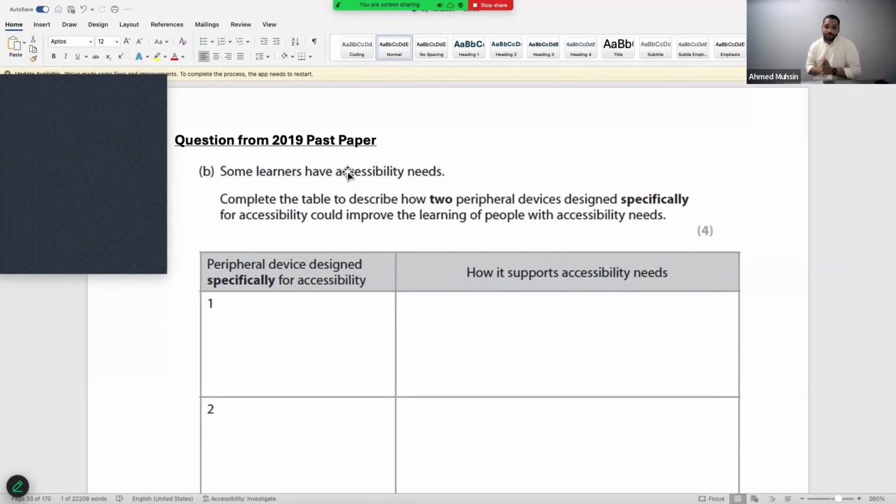Okay, keep reading it. Complete the table to describe how two peripheral devices designed specifically for people with accessibility needs. Can you guys think? I haven't taught it to you all yet. They're asking about devices designed specifically for those with accessibility needs. What could we mention? A person who cannot see properly, we would say they are blind. You know how they read? They feel the paper, right? What do they feel the paper for? Dots, right? What do we call those characters? Braille characters, isn't it?